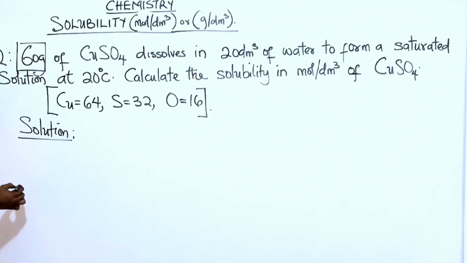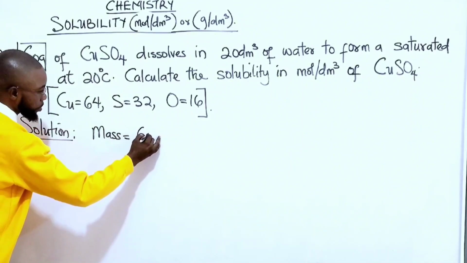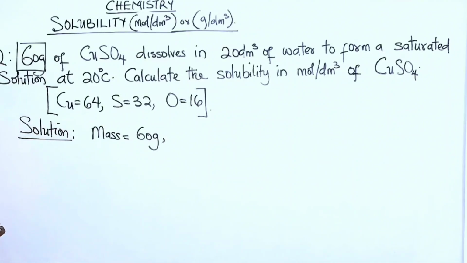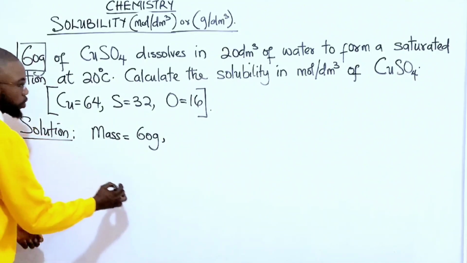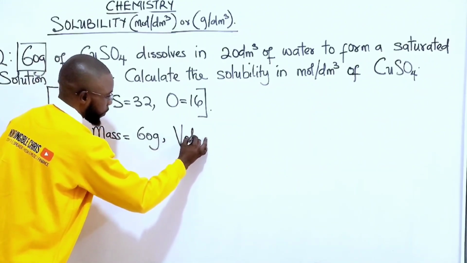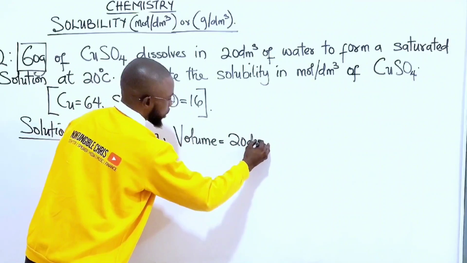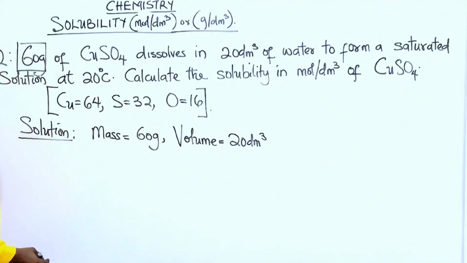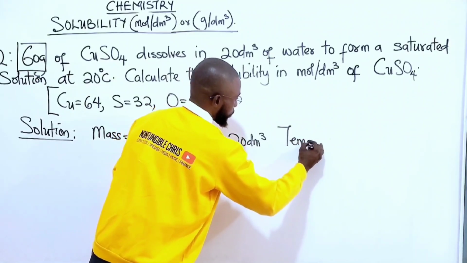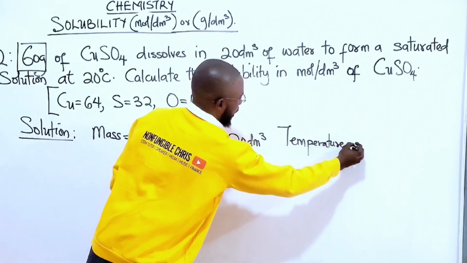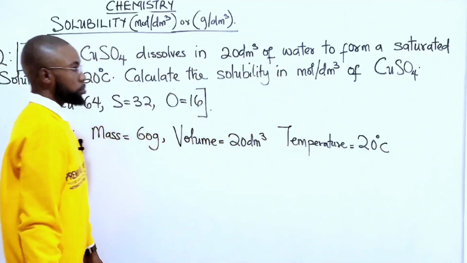Right? Let's start with our parameters. The mass given is 60 grams. We have 60 grams of mass there, and also we have the volume in dm³, so we don't need to multiply by 1000. Our volume given was what? 20 dm³. Right? And then what else? Our molar mass. You have the temperature. We don't need the temperature, but let's just put it down. Our temperature there is 20 degrees Celsius.